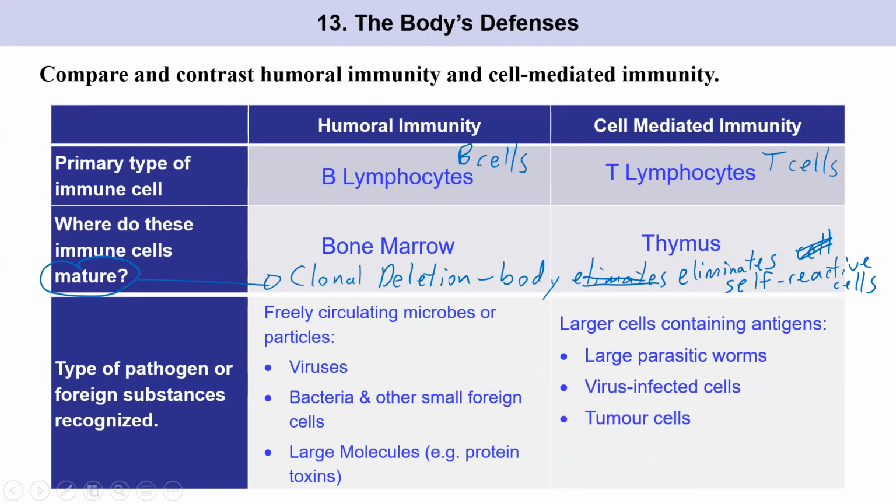And the other big one is tumors. Sometimes we have abnormal cells in our body. In fact, it happens on a daily basis, and our immune system recognizes these abnormal cells and destroys them. There are other things we could throw in there that are reacted to by the cell-mediated response, such as transplant tissues and things like that. But the first three are the ones to really focus on here.